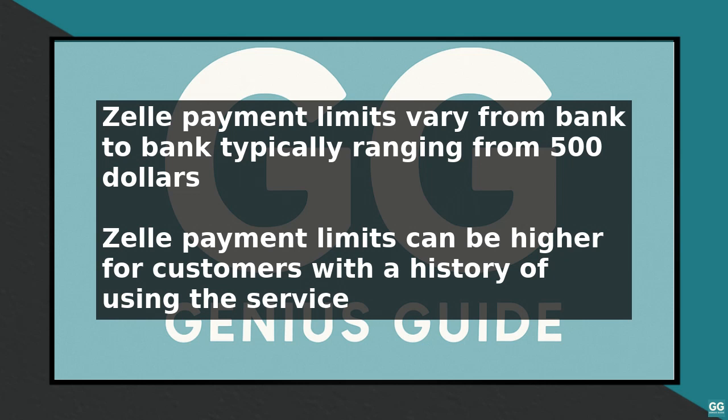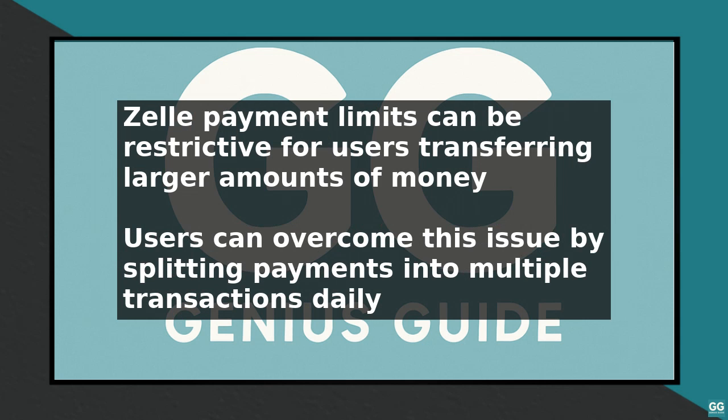Another issue with Zelle payment limits is that they can be affected by the recipient's bank. Some banks may have lower receiving limits, which can cause issues for users who are trying to send larger amounts. For example, if a user tries to send $1,000 to a recipient whose bank has a receiving limit of $500, the transaction may be declined.